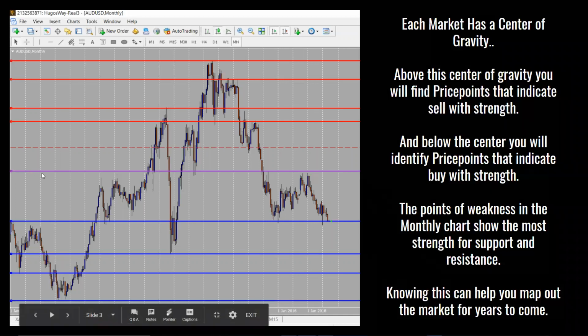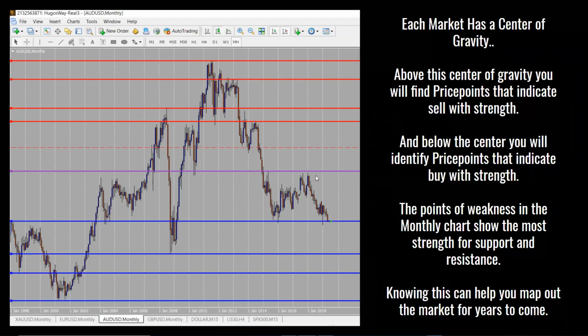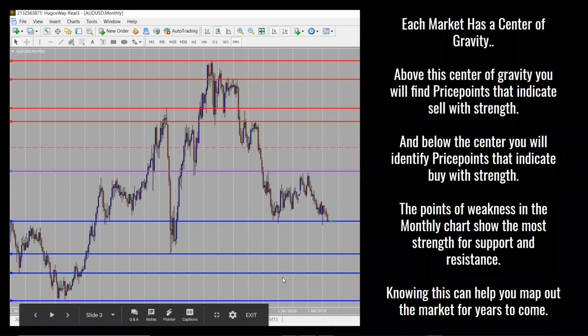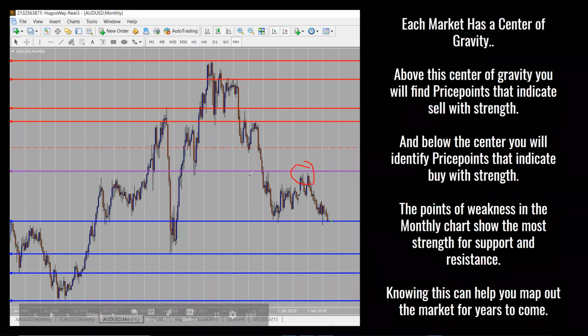Yeah, and so when you're identifying the center of gravity, go to your month chart and then literally look at the center of the chart. Like this one right here, I had 1, 2, 3, 4, 5, 6 points where the market in some way bounced off of it. Yeah. So I used this as the center of gravity.